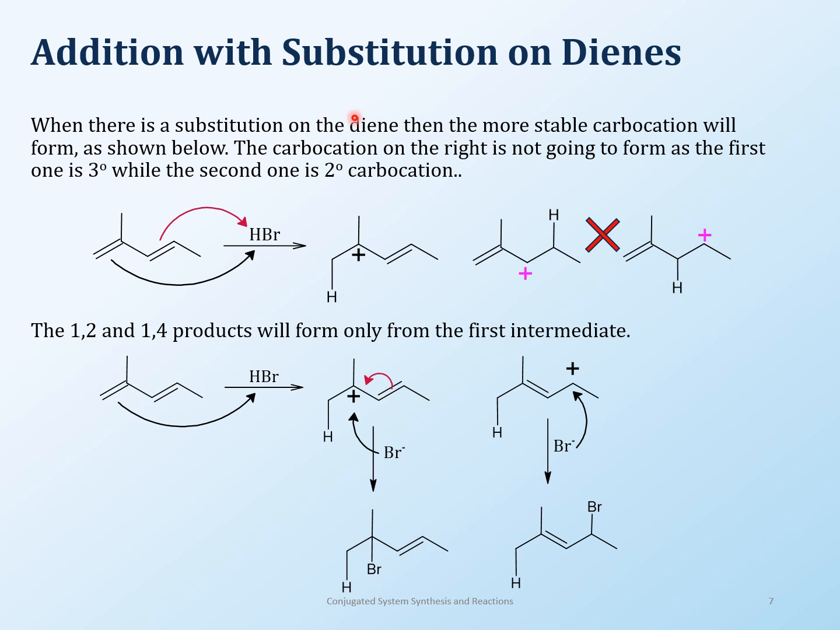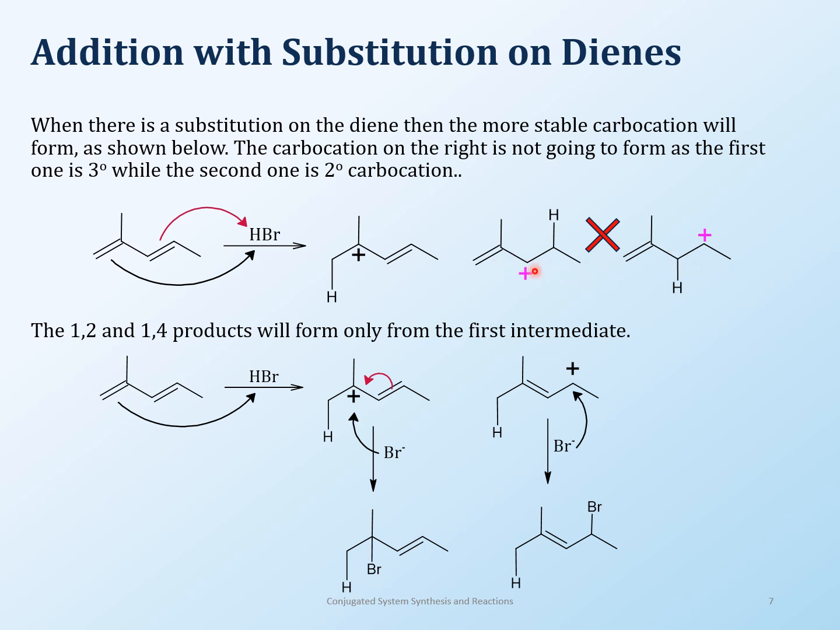Let's look at what happens when you have substitutions on the dienes. For example, if you look at the first alkene here, it has a methyl group. The second one does not have that, so this is more substituted. So there are a few possibilities here, right? If the first double bond attacks the hydrogen, this is the carbocation you form. The second one attacks over here. There are two possibilities of forming a carbocation, on the left carbon and the right one.